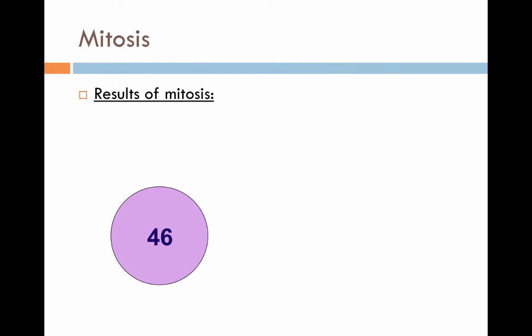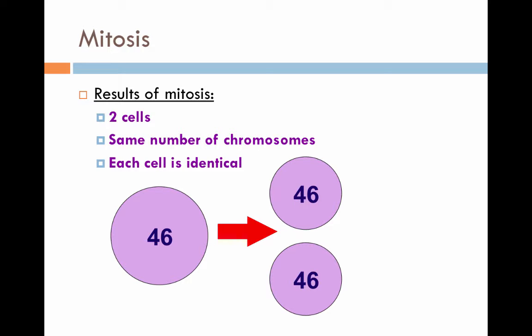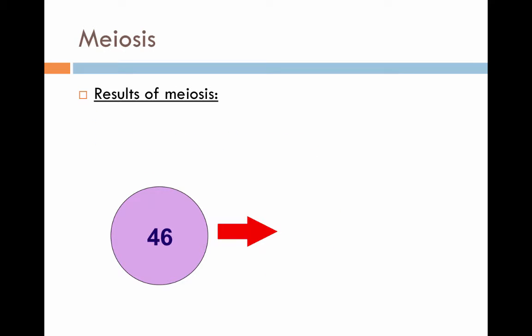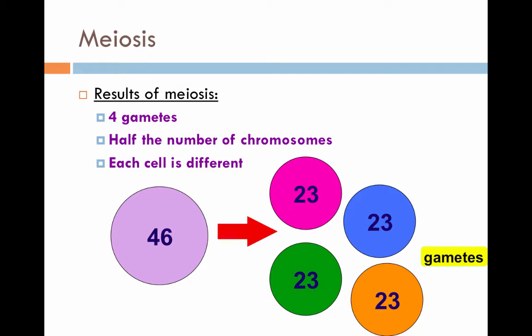So I'm going to do a little bit of a review, the difference between mitosis and meiosis. The result of mitosis is you start with 1 cell, you end up with 2 cells. Those 2 cells have the same number of chromosomes as the original parent cell, and they are identical. Mitosis makes identical cells. Meiosis, on the other hand, you start with 1 cell, and you end with 4 cells. We call these cells gametes because they are sperm or egg cells. These cells have half the number of chromosomes as the original cell, and each one of these cells is different from the other.